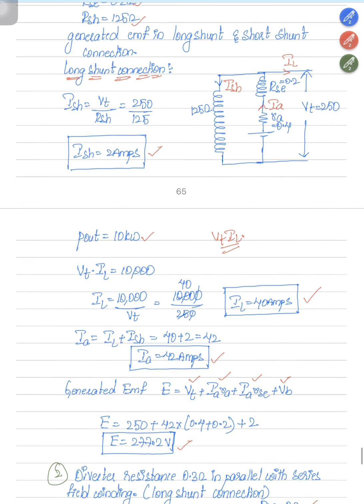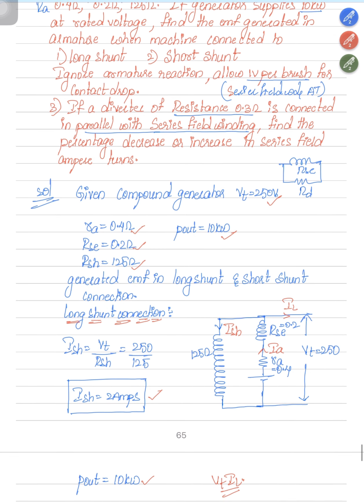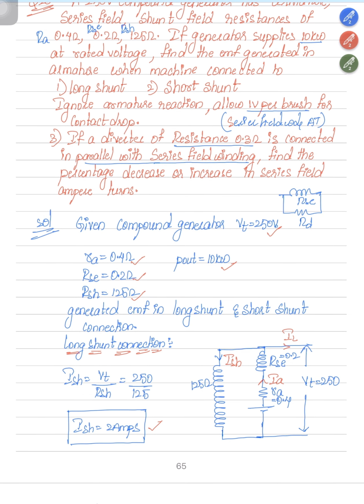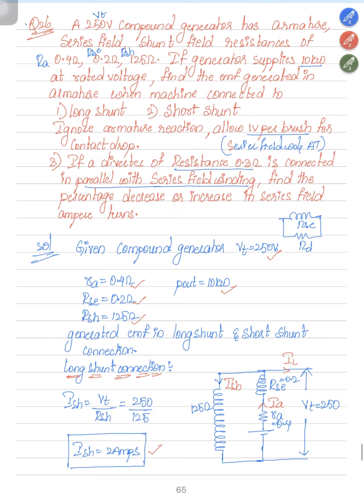This question is based on diverter resistance and the series field ampere turns per pole when you place a diverter resistance across the series field winding. This is a very good question. This sort of question is mainly given in theoretical exams.